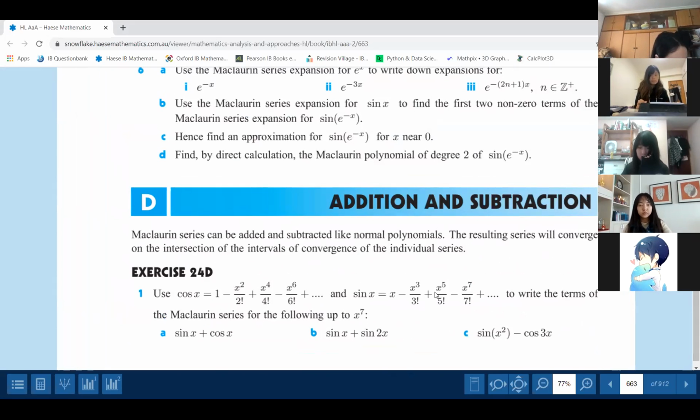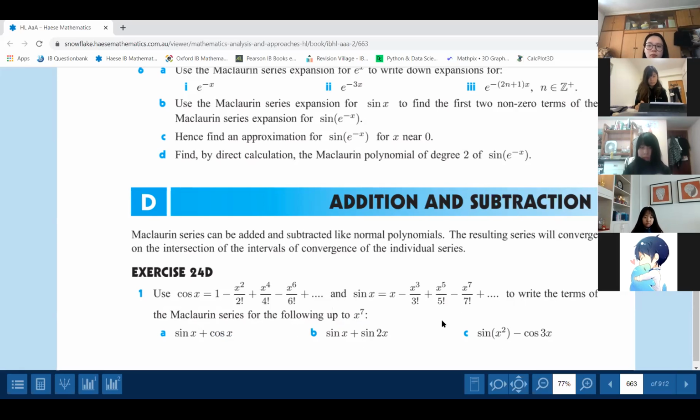Now, this is another one that you should know. Addition and subtraction, no big deal. Again, use this to write the terms of this. All you have to do is put them side by side, that's all. Hello, am I making sense? Use the Maclaurin series of this and this to write the series of this and this. All you have to do is put them side by side. However, you're going to need composition here. Can you see that?